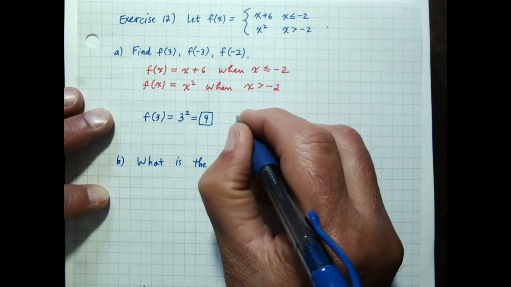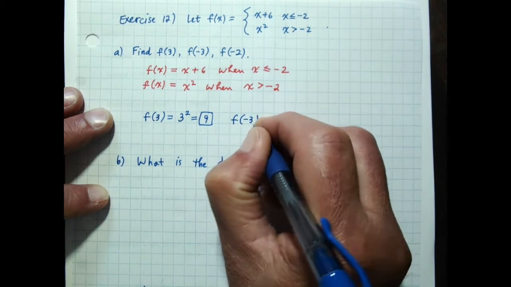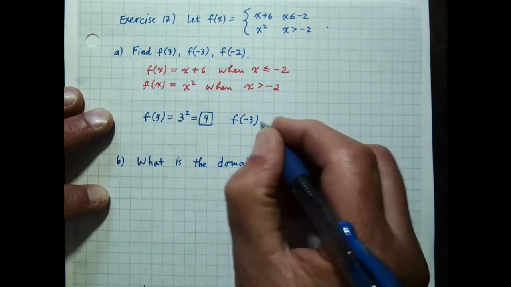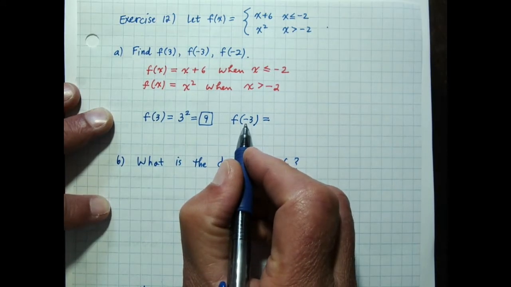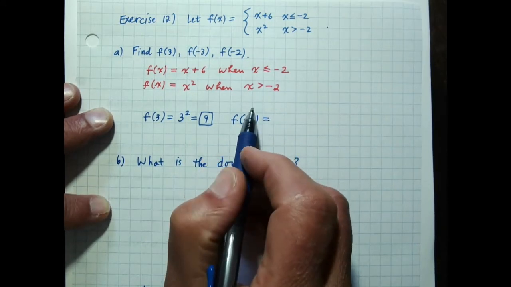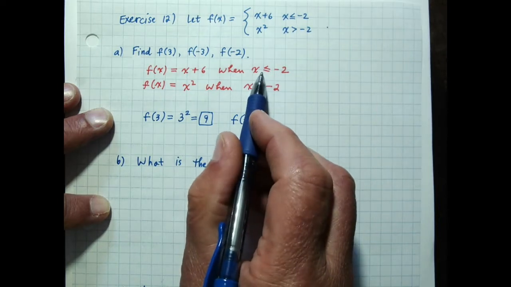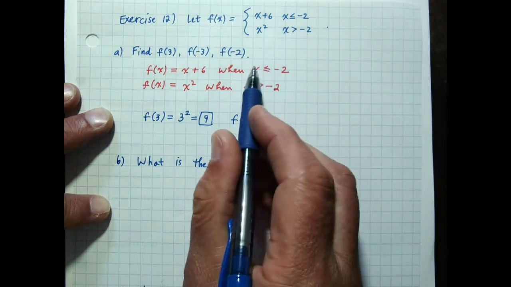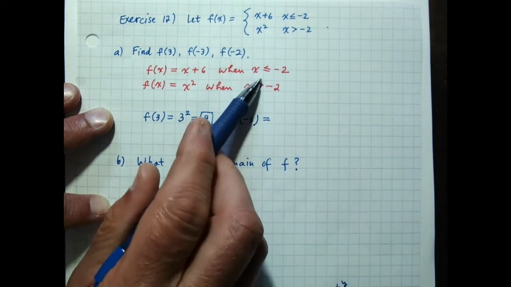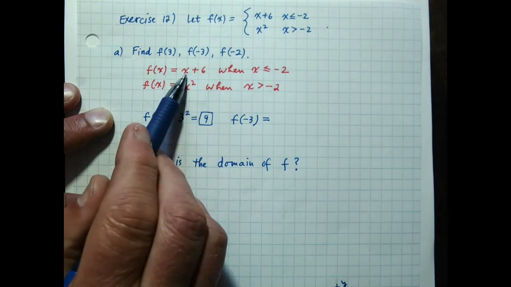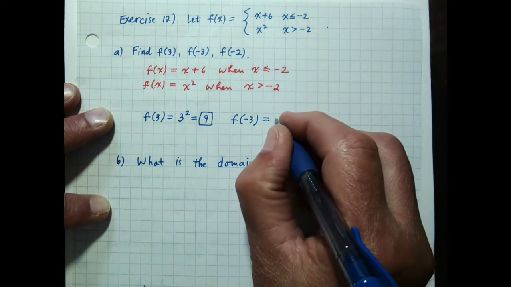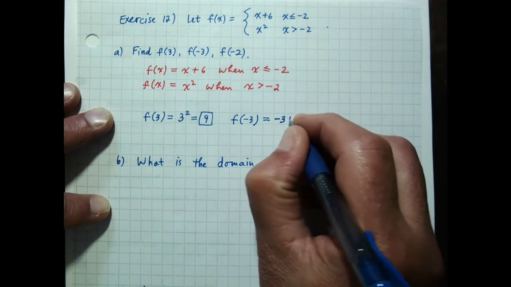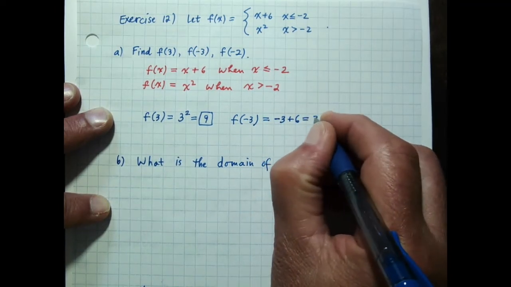If I wanted to compute f of negative 3, our second value we want, well, when x is equal to negative 3, that's actually not greater than negative 2. It's less than negative 2, right? So it falls into the category less than or equal to negative 2. So I use this formula for the function, x plus 6, which would mean I take negative 3 plus 6, which is 3.